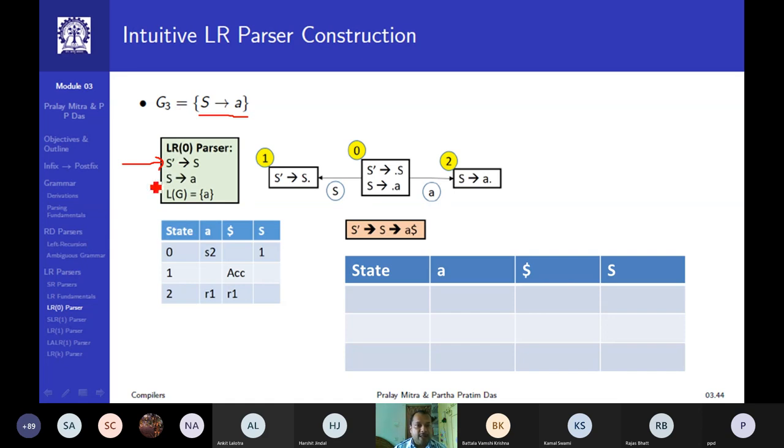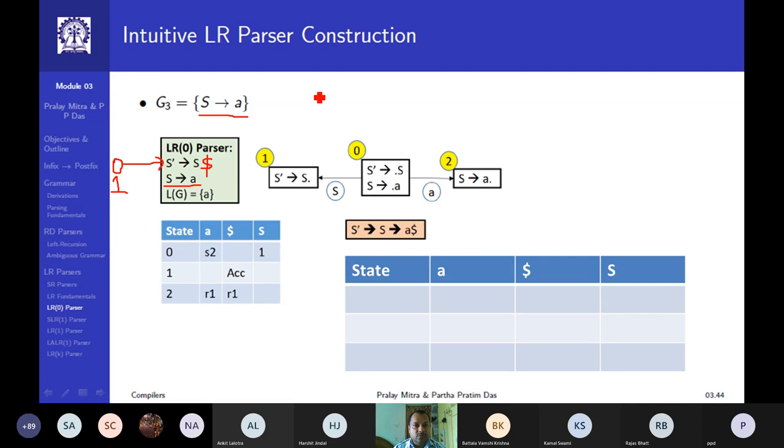Along with that one, the actual production rule S derives A is there. If I assume this is my 0th production rule, then this will be my first production rule. Sometimes you may see that because of this augmentation, after the S, optionally some people write dollar to conclude everything. Okay? Now let us start with the state diagram.